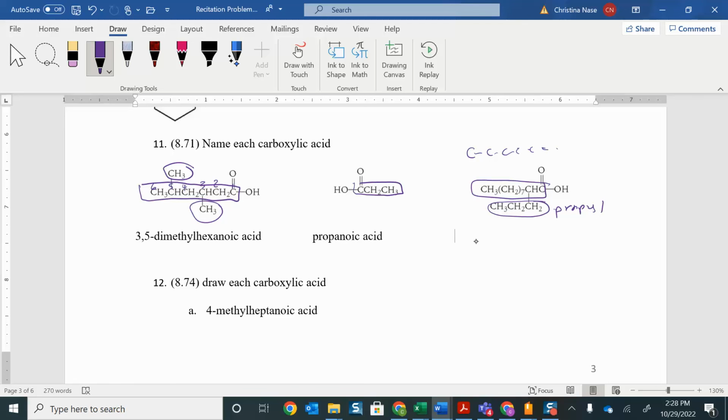So that's decane if it was an alkane. Since it's a carboxylic acid, decanoic acid, and my propyl group is on carbon 2. It's off carbon 2. So we would say this is 2 propyl decanoic acid.